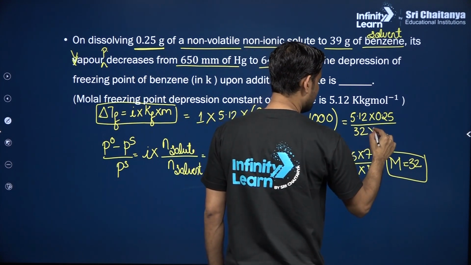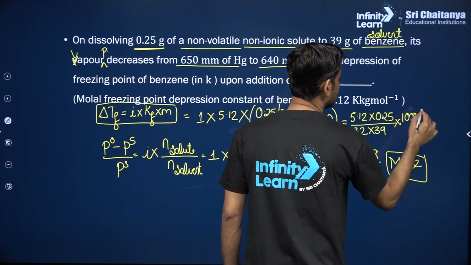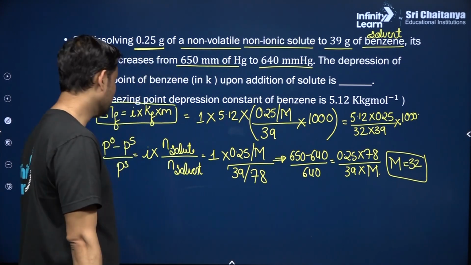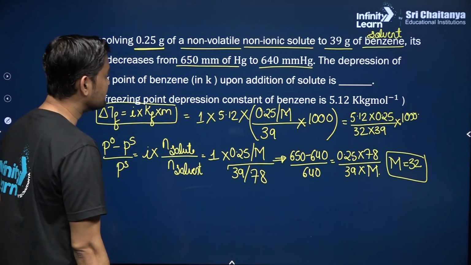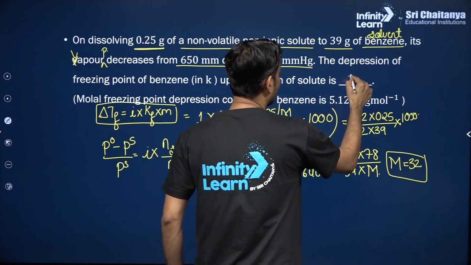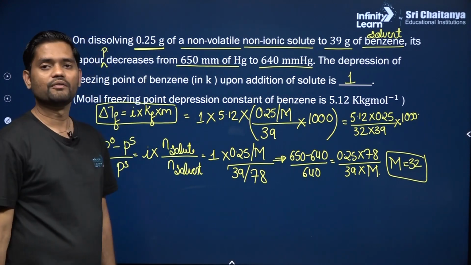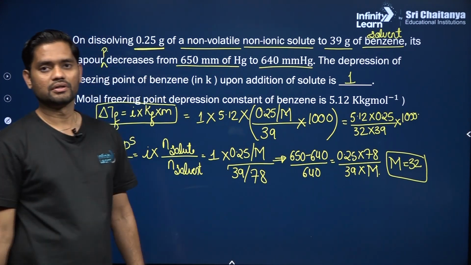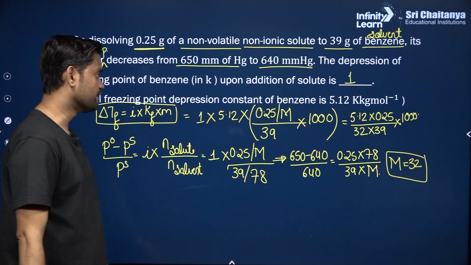32 into 39 into 1000. Okay, clear? After you solve this particular question, you will get the answer as, what if the depression in freezing point of benzene is equal to what? 1. Okay, after solving this particular question, you will get the answer as 1. Clear? Sure? Got it? So it is approximately equal to 1. Okay, next.